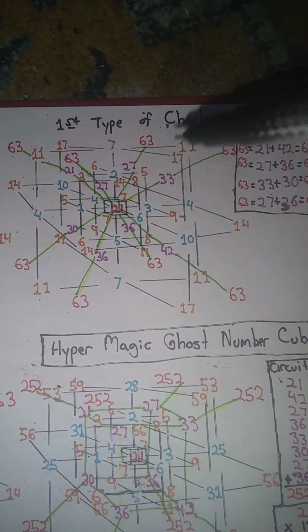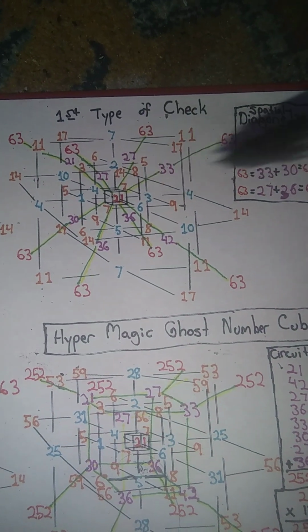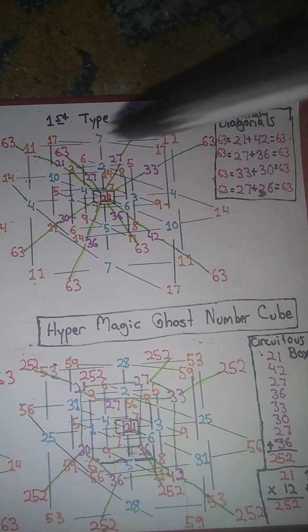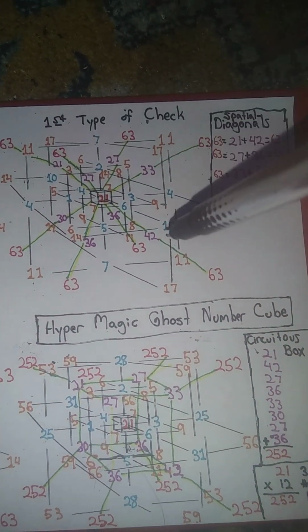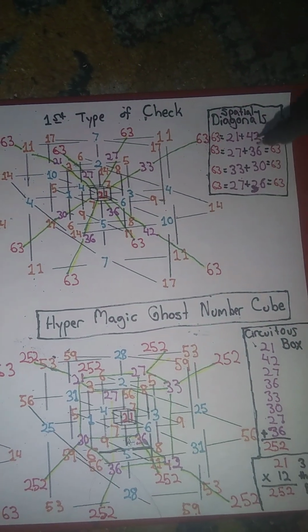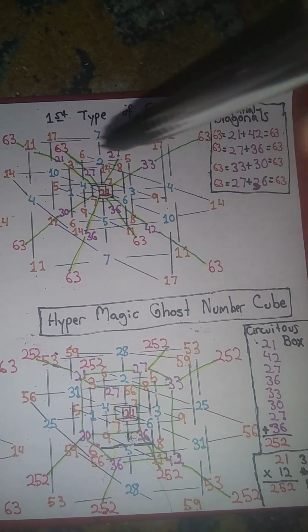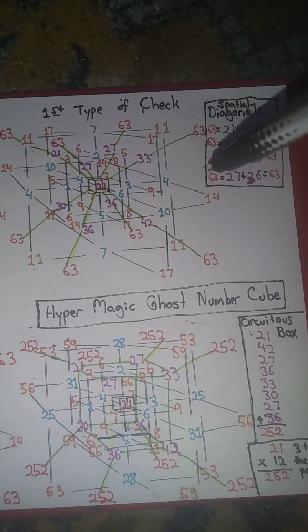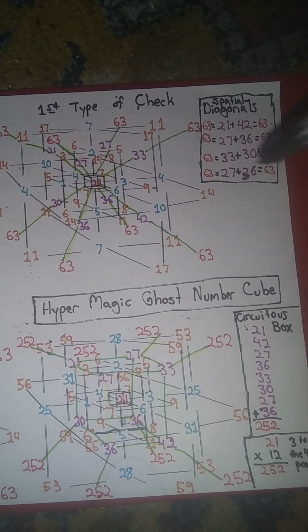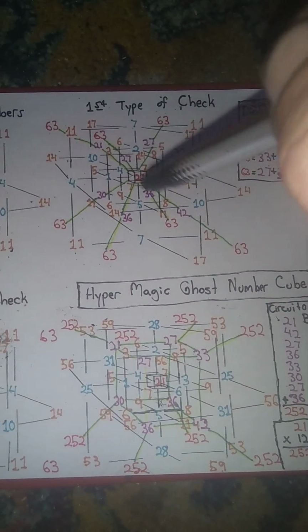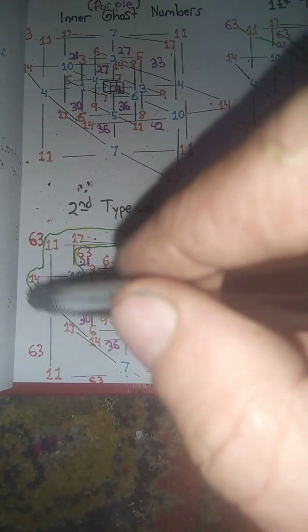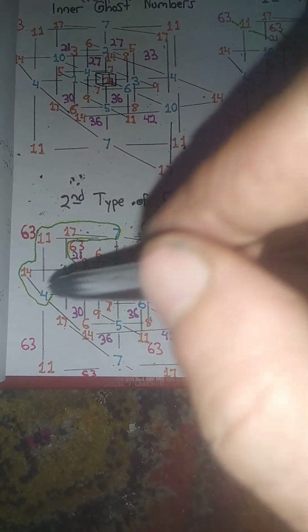The first check of this, with the 63 and 21 in place, is the spatial diagonals. 21 and 42 going across is 63. 27 and 36 going across and back and forth is 63. 33 and 30 going across back and forth is 63, and 27 and 36 going across is 63 back and forth. Commutative result.